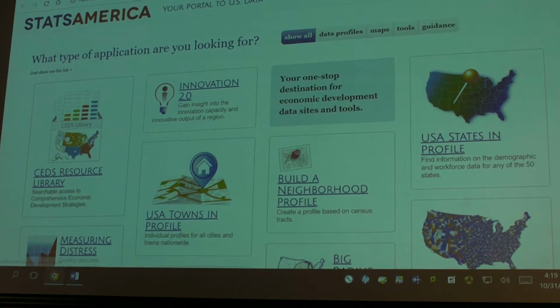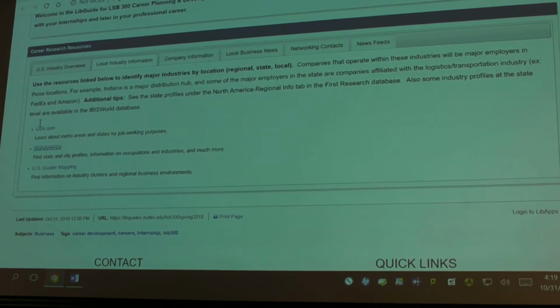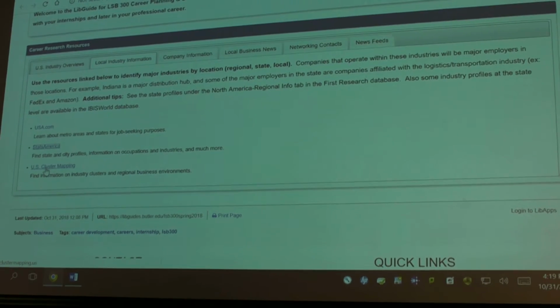No? All right, well, this next site we're all going to spend a little bit more time on together, and it's called US Cluster Mapping. So go ahead and open that.